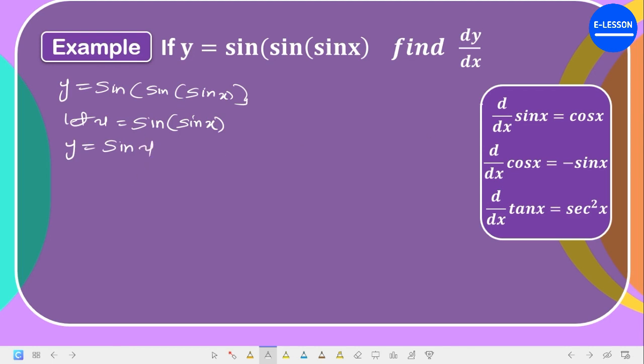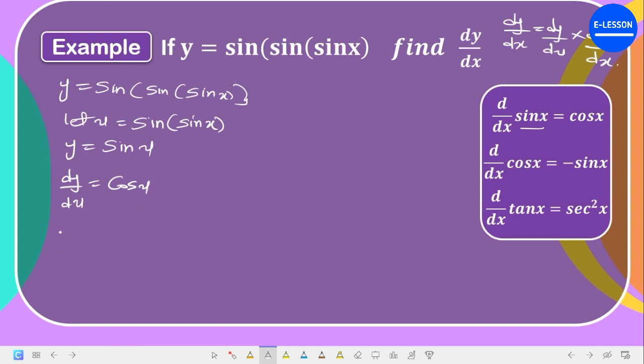Now we know the formula for a function of a function, which says dy/dx is equal to dy/du times du/dx. So we must look for dy/du and du/dx. What will be your dy/du? When we differentiate sine u, it will give us cos u. So our dy/du is equal to cos u.